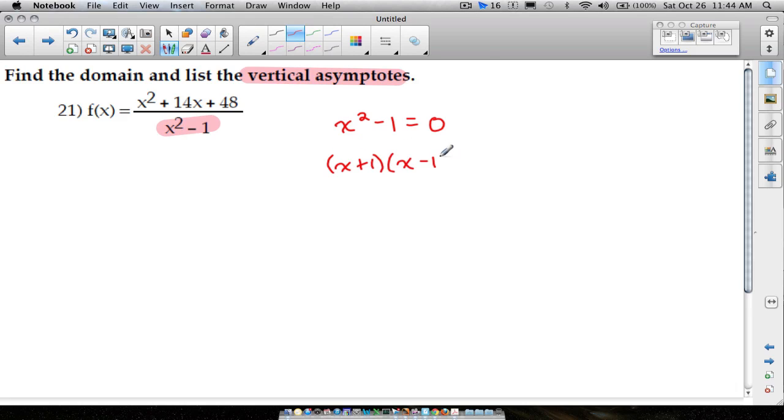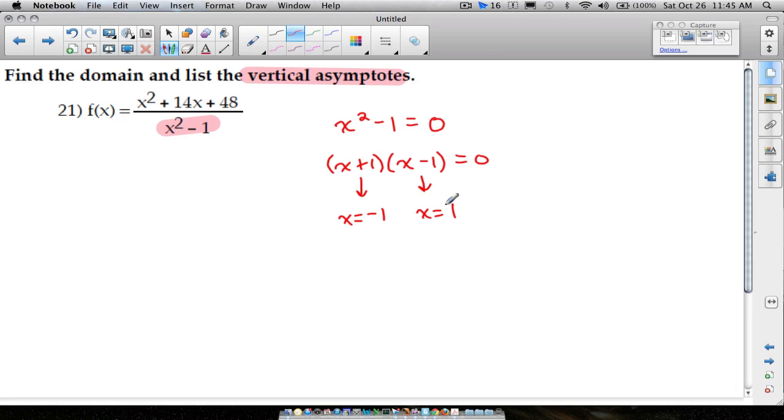You could have done the square root method as well, but I'm going to do this. Now we get x equals, setting that factor equal to 0. We've done this back at problem number 1. We get x equals -1, and here we get x equals +1. Now here's where you've got to be careful though.